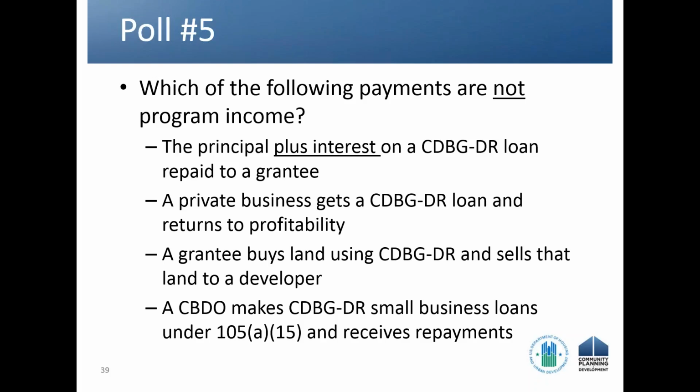And then finally, the last one, a CBDO that goes under one of those three eligible activities, which would include economic development, and assuming they've qualified as a CBDO and all the other activity types, the eligible activities, and that CBDO does an eligible activity and it gets money back in, that money that comes back in and is retained by the CBDO or the 105A15 organization state program, that money is not program income as long as they get to keep it. If they have to then pay it back to a subrecipient or pay it back to the state or the city, then it is program income.